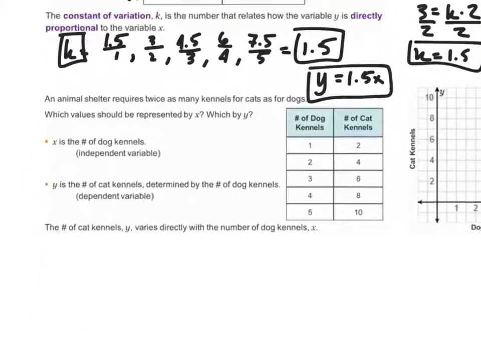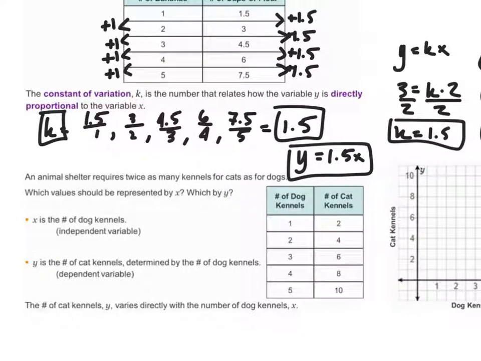All right, let's take a look at this last problem here. It says an animal shelter requires twice as many kennels for cats as for dogs. Which value is represented by x, which by y? What we know is that the number of dog kennels is our x value, and the number of cat kennels depends on the number of dog kennels. So cats have twice as many.